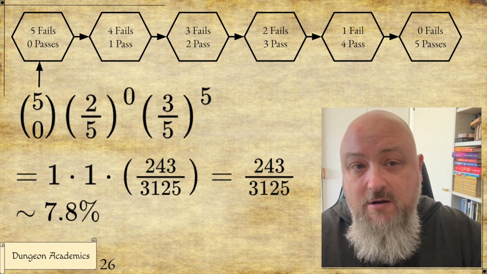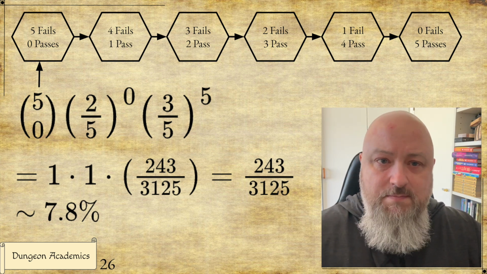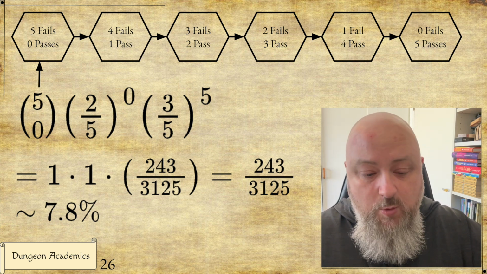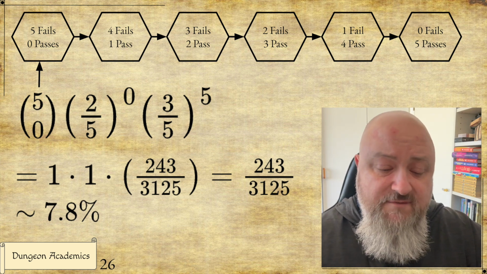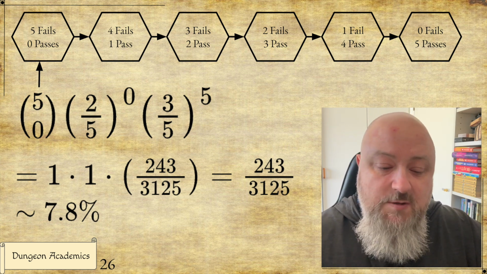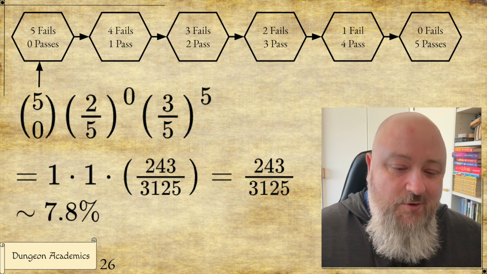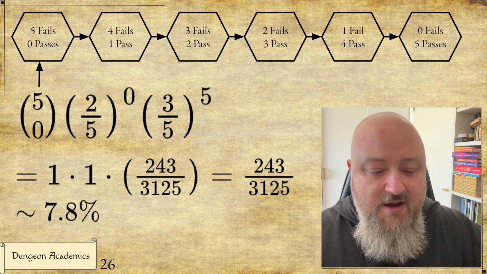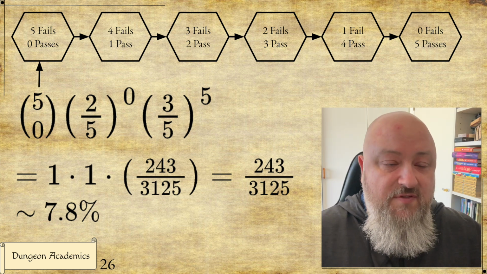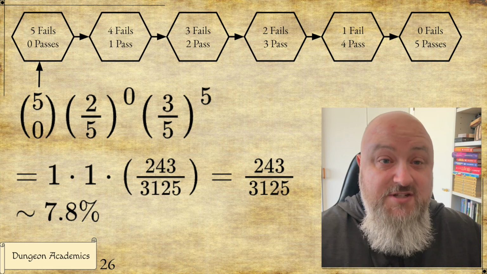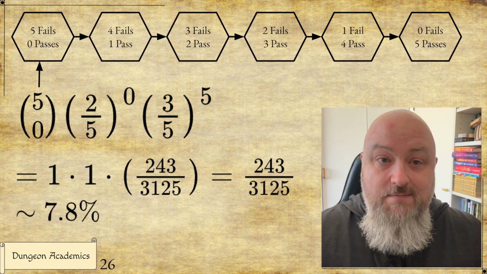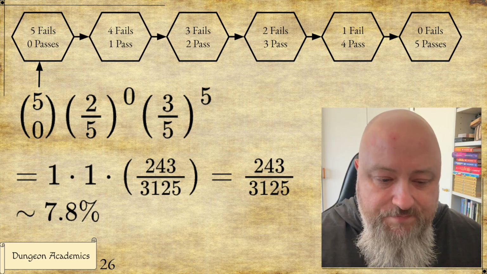2/5 to the power of 0, well, any number raised to the power of 0 is going to be 1. So 2/5 to the 0 is 1. And 3/5 to the power of 5 is 243 over 3,125. When we multiply those together, we get 243 over 3,125, and that's about a 7.8% chance. So the chance of the barbarian failing every single check and taking the full damage from every trap is about 7.8%. I'm guessing the barbarian doesn't want that to happen.